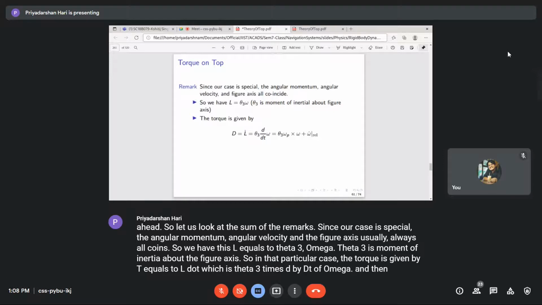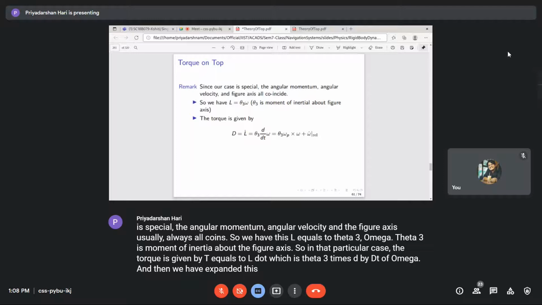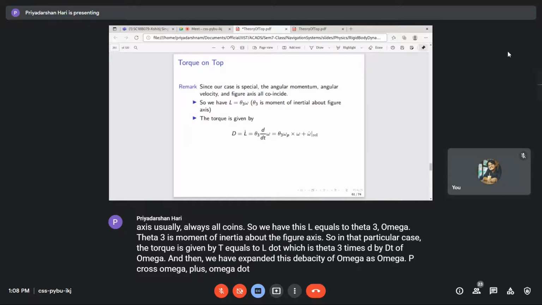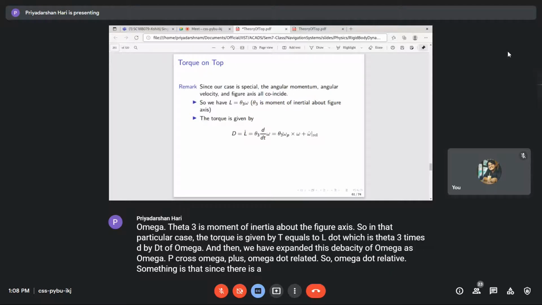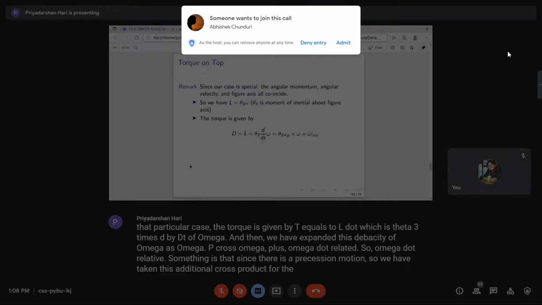And then we have expanded this d by dt of omega as omega p cross omega plus omega dot relative. So omega dot relative is something that is there. Since there is a precession motion, we have taken this additional cross product for the derivative.